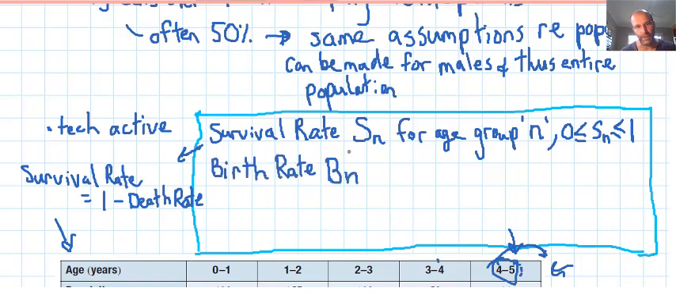Next important thing we need is the birth rate, which is B sub n, and B sub n is the average number of female offspring born to a mother in age group n.